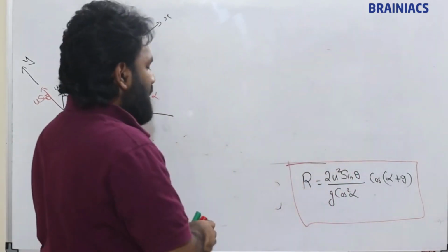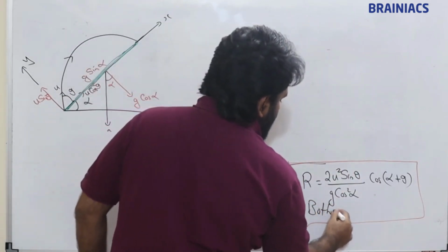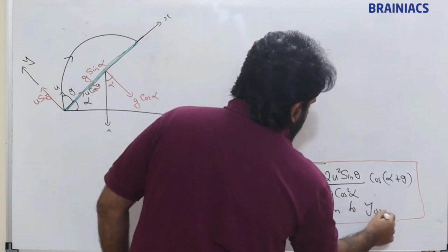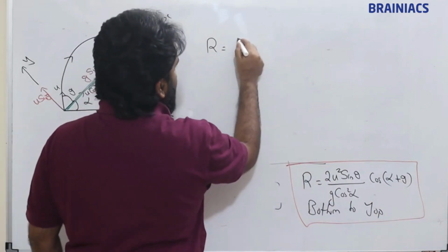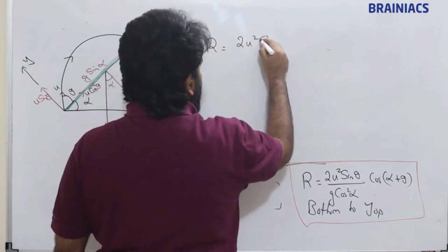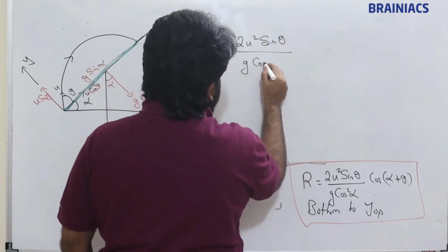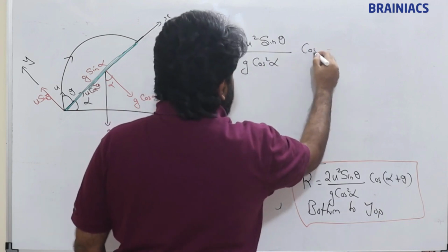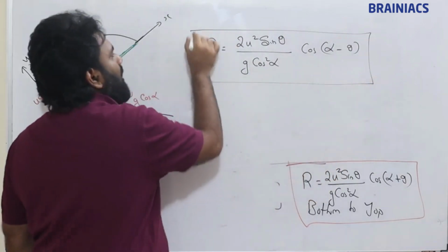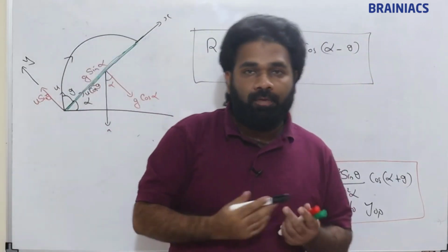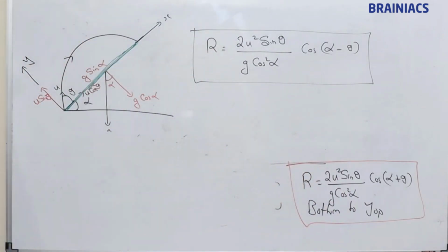Okay, so here this is from bottom to top. So from top to bottom, the only difference that is going to come is R is equal to 2u square sin theta divided by g cos square alpha into cos alpha minus theta. Only this is the difference that is going to come. Anyway, without using this formula we will be able to solve, so we are not worried about this. Okay, just you can note it down.